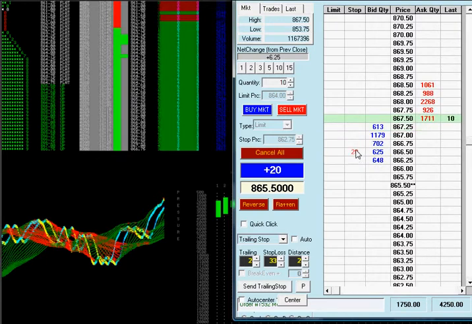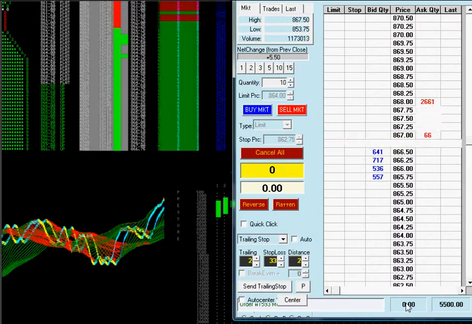So as you can see, we're moving upward. I'm going to trail my order here. So I guess theoretically, I'm probably a little too close to the market price itself at the moment, but I would be very happy with that profit, and I am very happy with that profit.